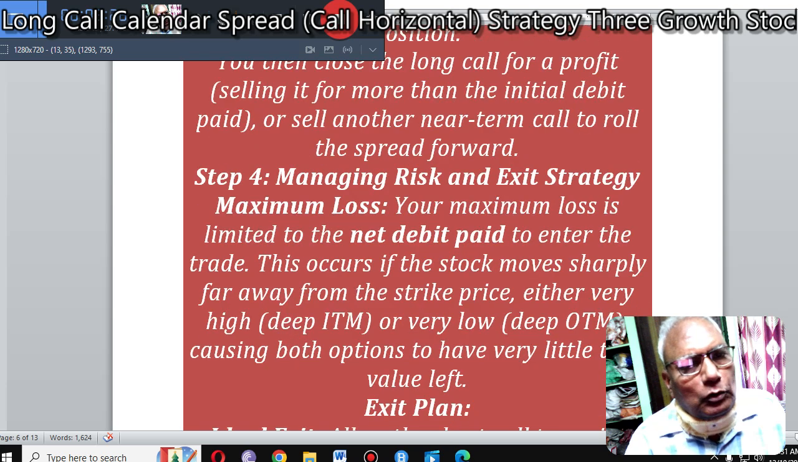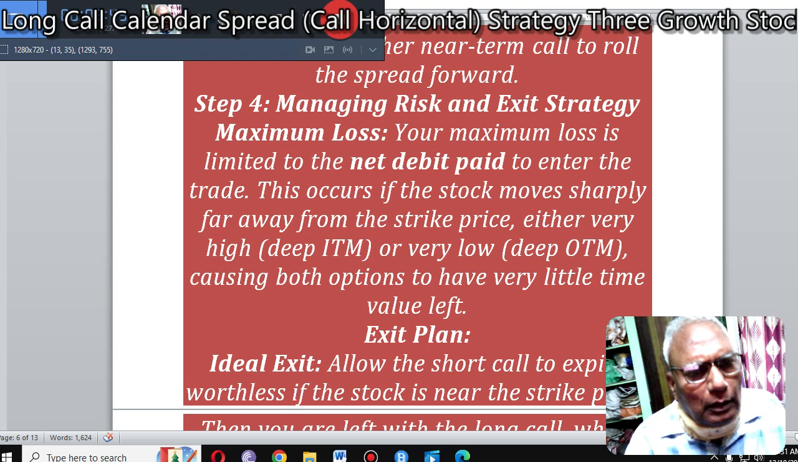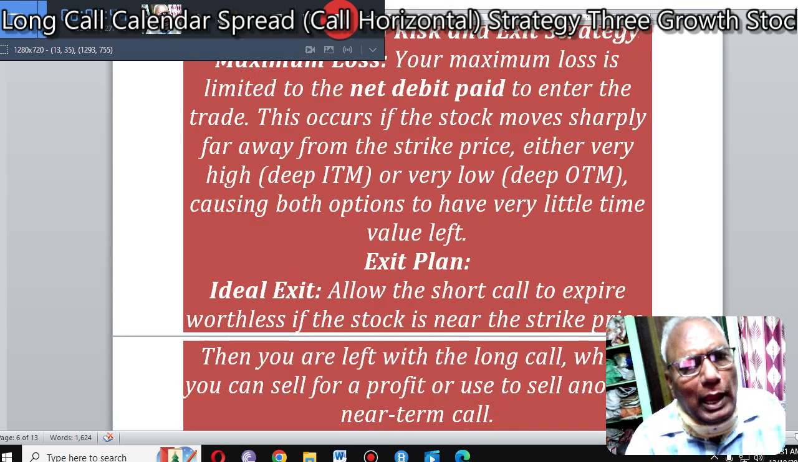Step 4: Managing risk and exit strategy. Maximum loss: your maximum loss is limited to the net debit paid to enter the trade. This occurs if the stock moves sharply far away from the strike price, either very high (deep ITM) or very low (deep OTM). In both cases the options have very little time value left.